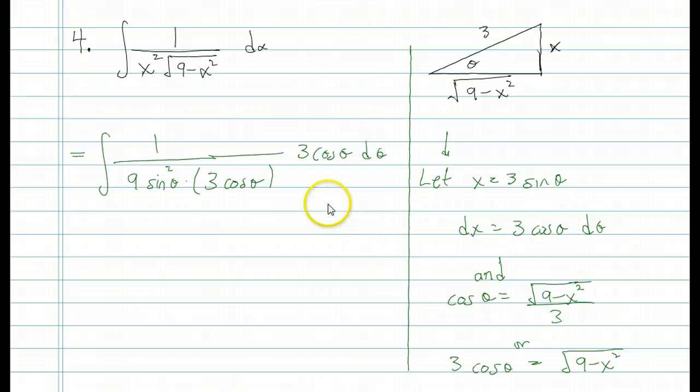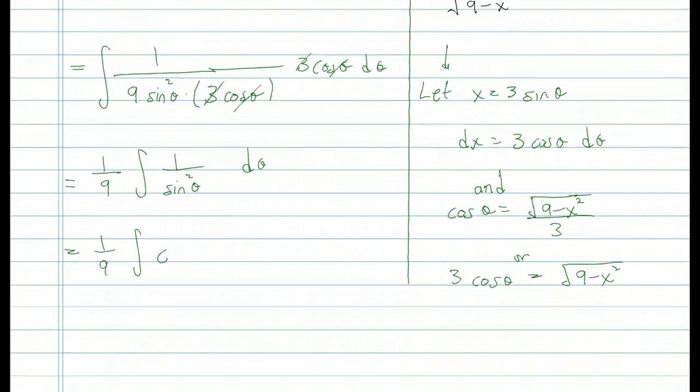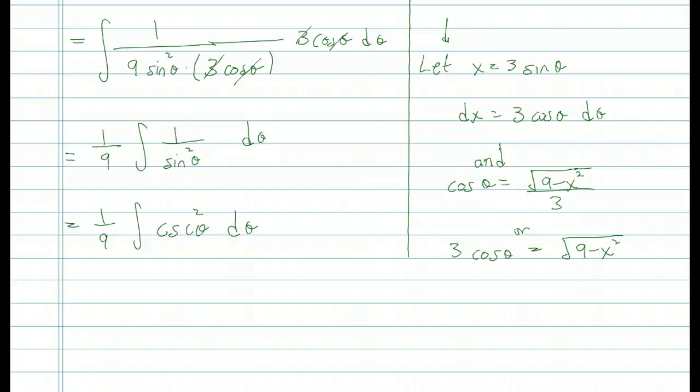Okay, so what do we see? We can cancel a 3 and a cosine from the top and bottom. We can pull the 1/9 out front, and we get the integral of 1 over sine squared. We know that 1 over sine squared, by definition, is cosecant squared. So that's the same thing as integrating cosecant squared of theta. Remembering your antiderivative rules from Calc 1, the derivative of cotangent is negative cosecant squared, and therefore the antiderivative of cosecant squared is negative cotangent. So we get negative 1/9 cotangent of theta plus c.